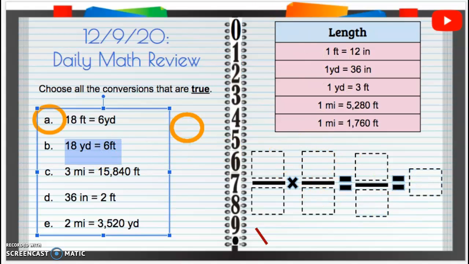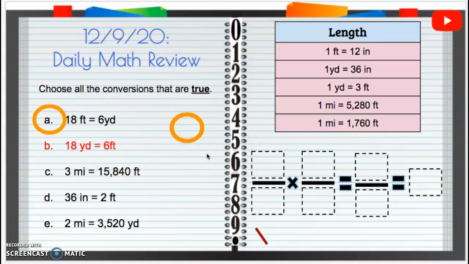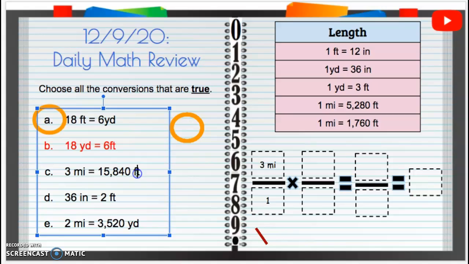You can do it in the table, but we can confidently say that that's not going to be true because yards are bigger than feet. So it would have to be the opposite way around, just like A was. All right, let's take a look at miles. 3 miles. So if we have 3 miles, let's put that over 1 and see if that equals 15,840 feet.